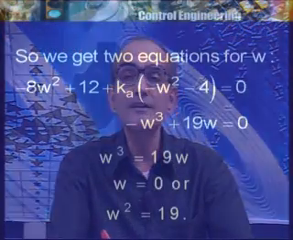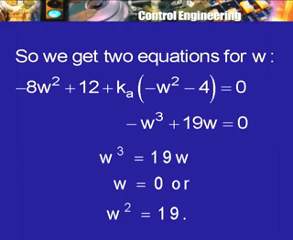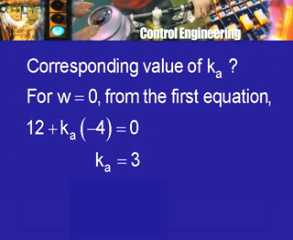Now I have to check the other equation, because the other equation has to be satisfied. The other equation, now omega is known and I can solve it for Ka, and you can check that if I put omega equal to 0, you will get some particular value of Ka. Let me substitute. If I put omega equal to 0, I will get 12 plus Ka into minus 4 equal to 0, or I get Ka equal to 3. Now that is a value which I can accept because it is positive real number.